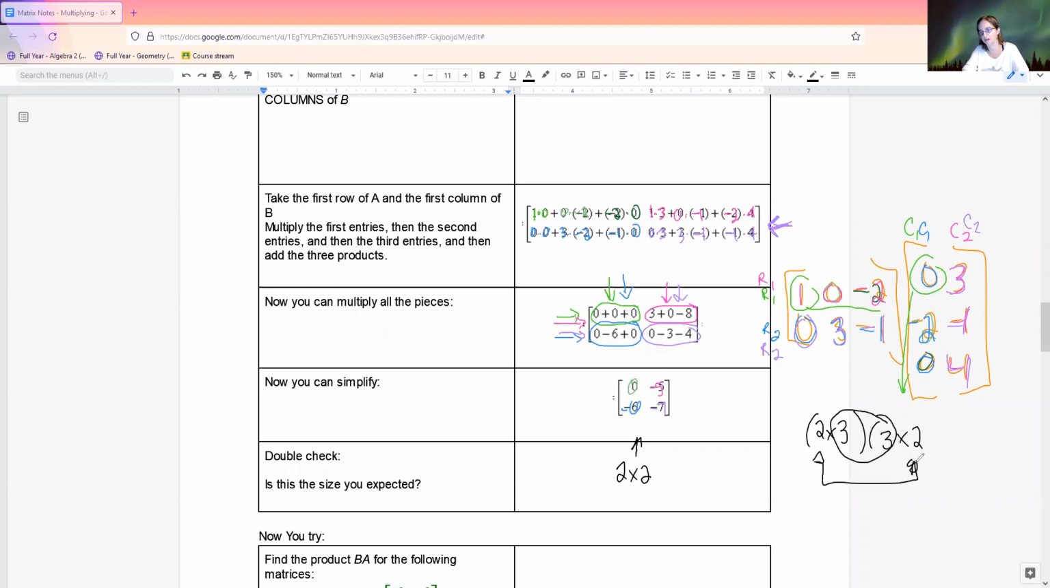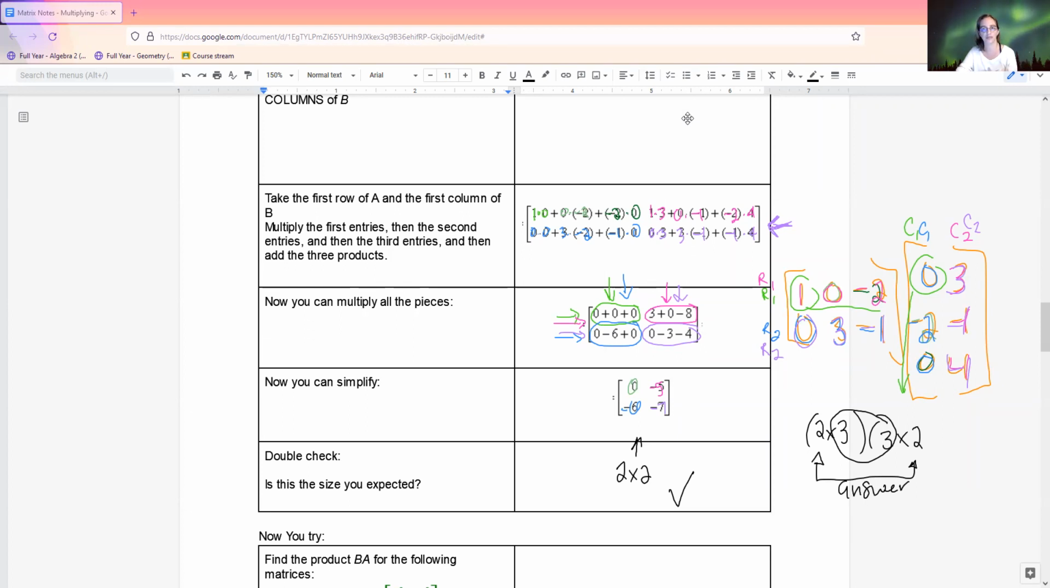Ah, that's a really bad arrow. 2 by 2 should be my answer. And it was. We got a 2 by 2. So we must have done it correctly. So you did it. Yay. The only thing you really have to worry about is making sure that you did your math correctly in your numbers. Okay. The next one I gave in is example, so you could do it again to get a little bit more practice.